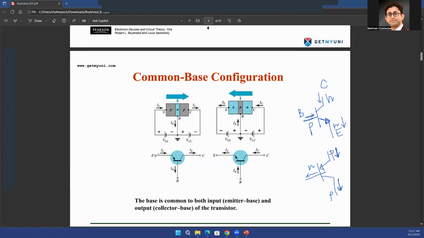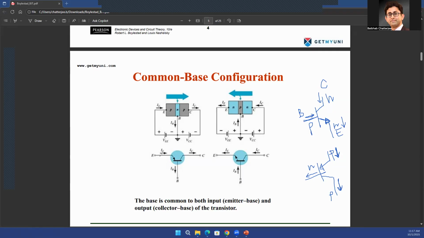Eventually, we'll see what the purpose of the BJT is, or why you would even want to have a BJT. But if you have a three-terminal device, you can basically have your input across two of those terminals and have your output across two of them, right?